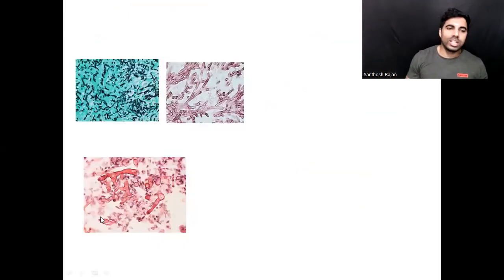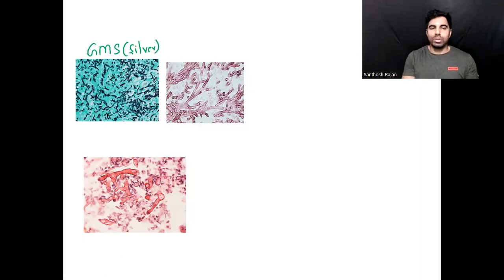Okay, picture. Now, a little bit about mycology. What are the important questions they can ask you? First question: you see this picture with these two. First of all, the stains. What is this, a black color? That is called Gomori methenamine silver. Silver stain, anything with silver will be black in color. So that's Gomori methenamine silver.